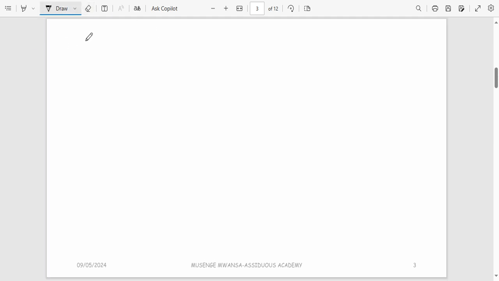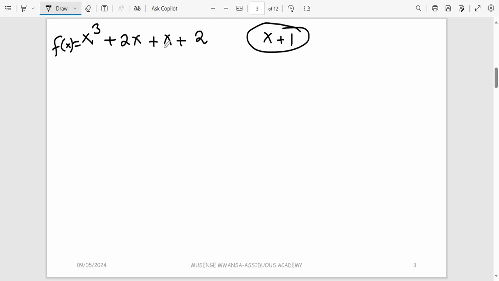Okay, let's make sense of what we're talking about. Let's say we've been given a function f of x, which is equal to x to the power 3 plus 2x plus x plus 2, like that. For this function, we want to find out if it can be divided by anything. Let's say if we divide it by x plus 1, is x plus 1 a factor of this function or not? In other words, divide x plus 1 into this function and find out the remainder. Now, since this is linear, just equate it to 0.